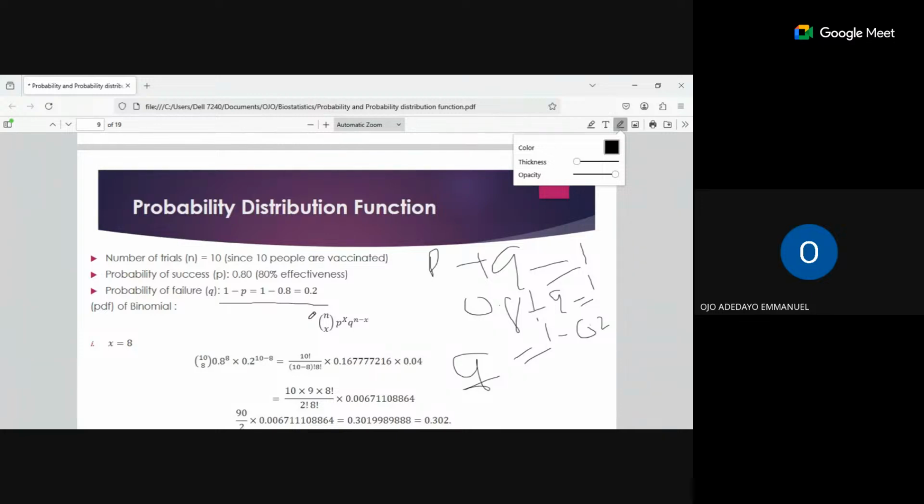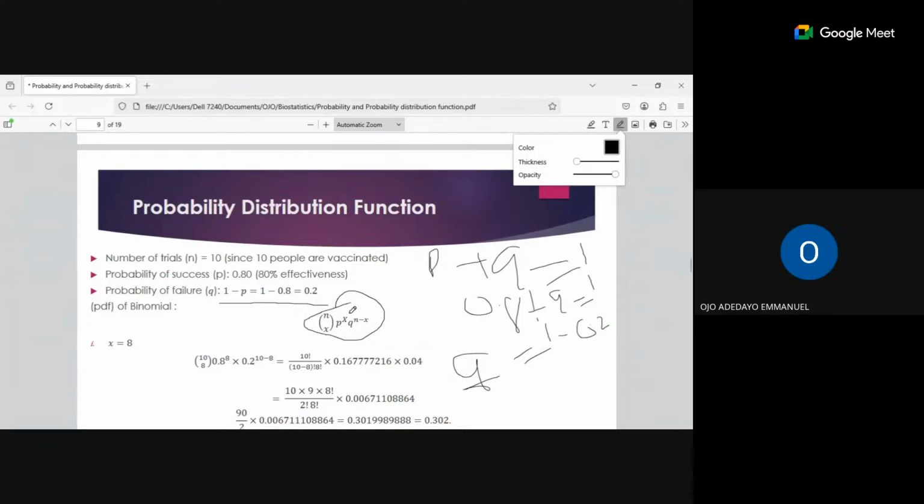So in this particular question, we follow what we call a binomial distribution. Then the formula for binomial distribution is this. You have been given N, N is equal to 10. 8 is the one that we want to find, exactly 8. That's our X. Then P is the probability of effectiveness of the vaccine, which is 0.8. Then Q is 1 minus 0.8, which is 0.2. That is the probability that the vaccine will not work.